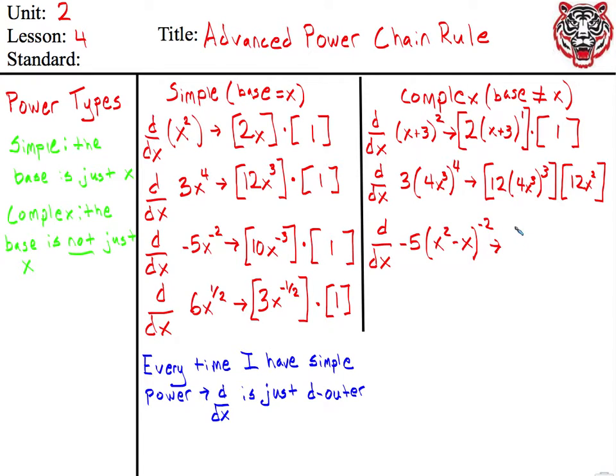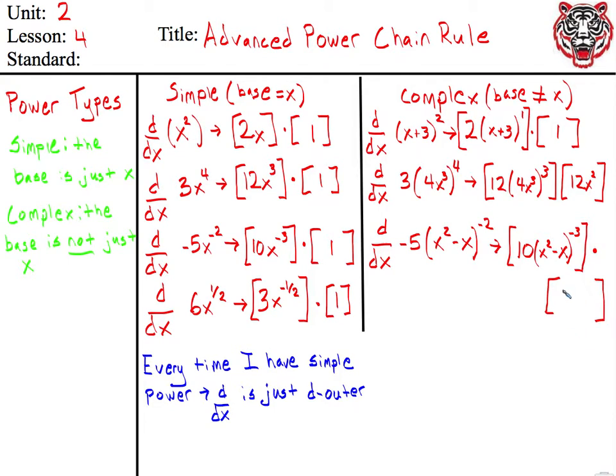What is it going to be? I need the doubter and the dinner. 10, times x squared minus x, and then you're just going to leave the inside, x squared minus x, to the minus 3. We have the doubter, and I'm going to run out of room here, so I'm going to write underneath, but this is being multiplied. I'm multiplying this by what's underneath here, by the dinner.